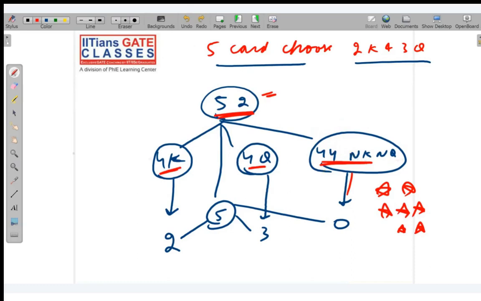So what will be the answer? The answer is very simple. 4C2 into 4C3, multiplied by 44C0. King we have taken, but our work is not yet over. So multiply by 3 queens. We will pick 0 cards from the non-king, non-queen category. That is 44C0. This is my final answer. Please take a snapshot. I will jump to the next slide.